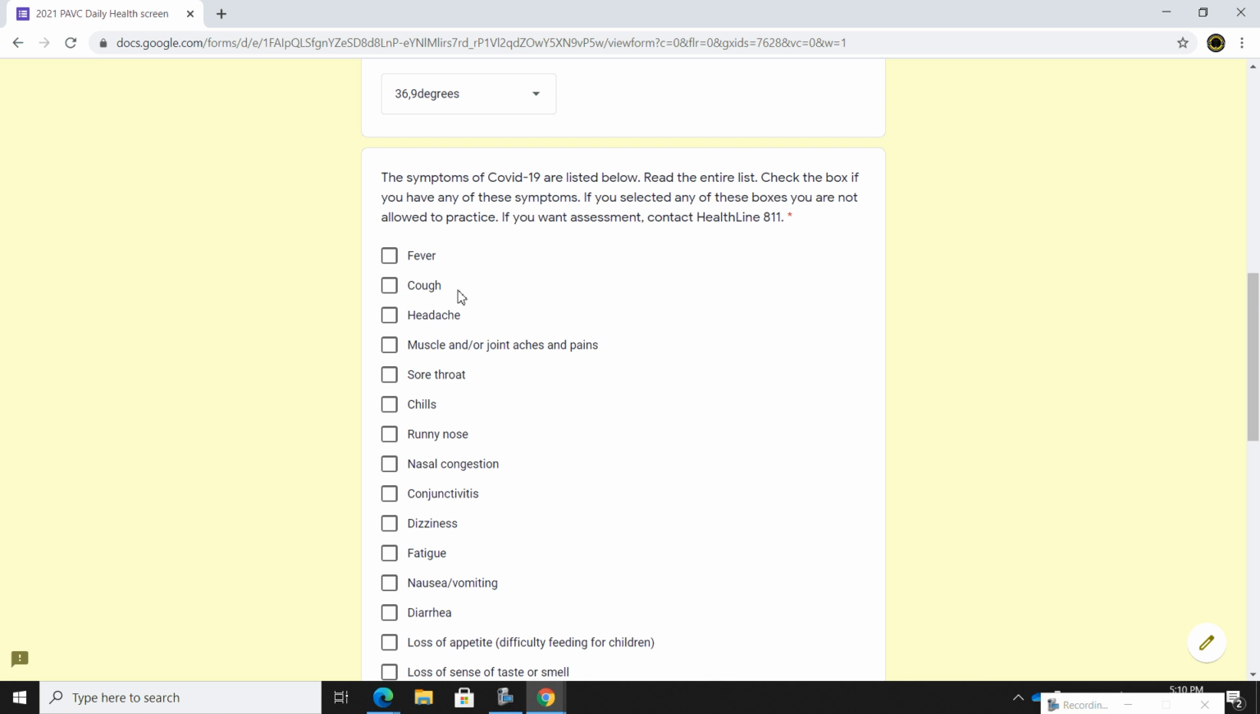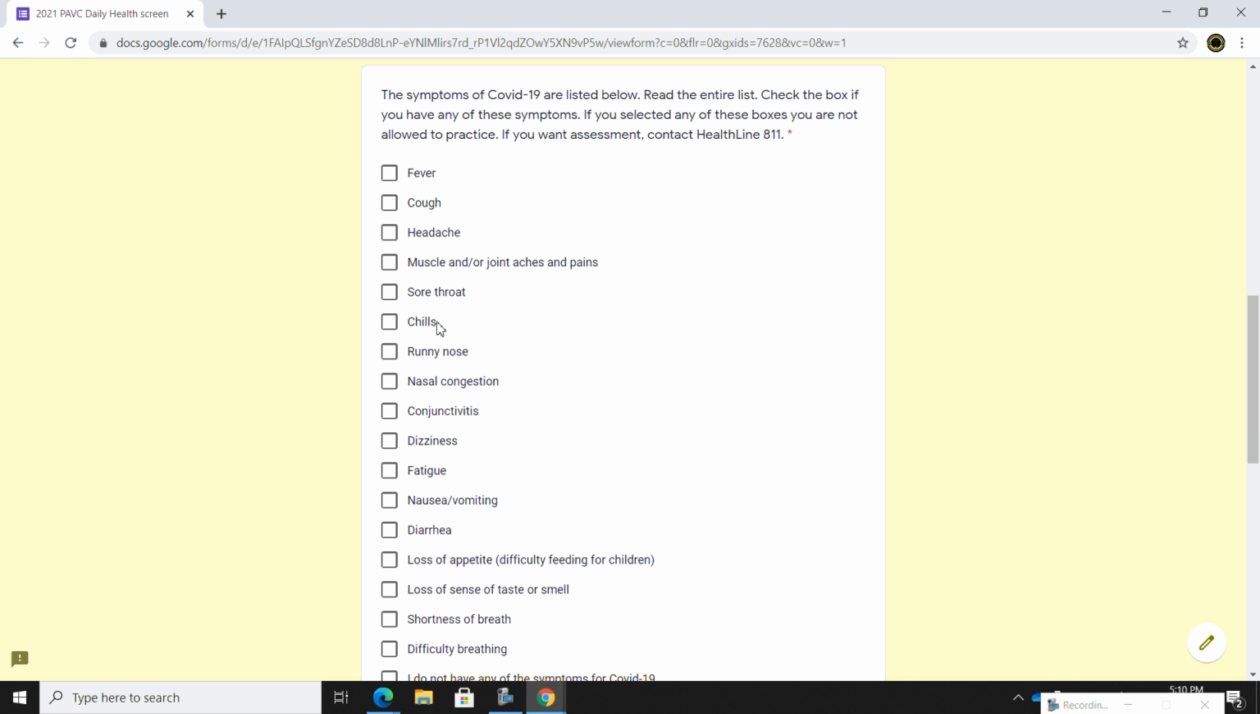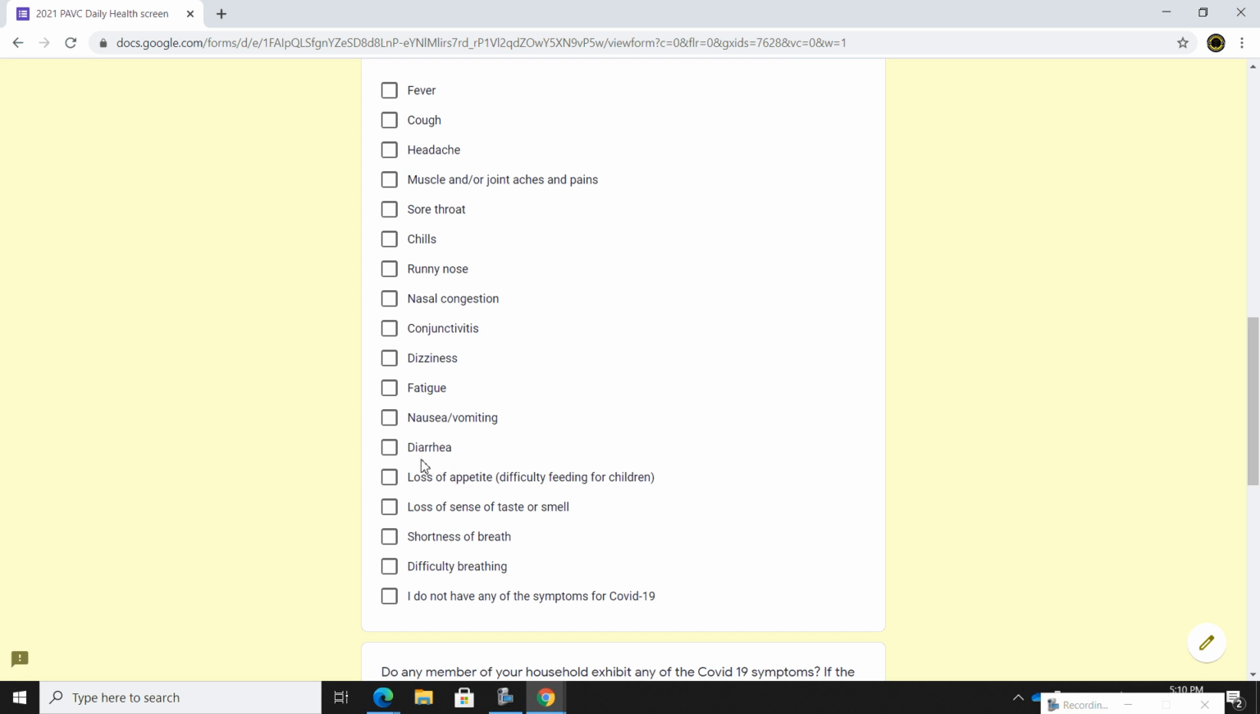So if you have a fever, cough, headache, muscle or joint aches and pains, sore throat, chills, runny nose, nasal congestion, conjunctivitis, dizziness, fatigue, nausea, vomiting, diarrhea, loss of appetite, loss of sense of taste or smell, shortness of breath, difficulty breathing. If you have any of these, you check it off and you cannot practice that day. If you have none of these symptoms, you would then select the box, I do not have any of these symptoms.